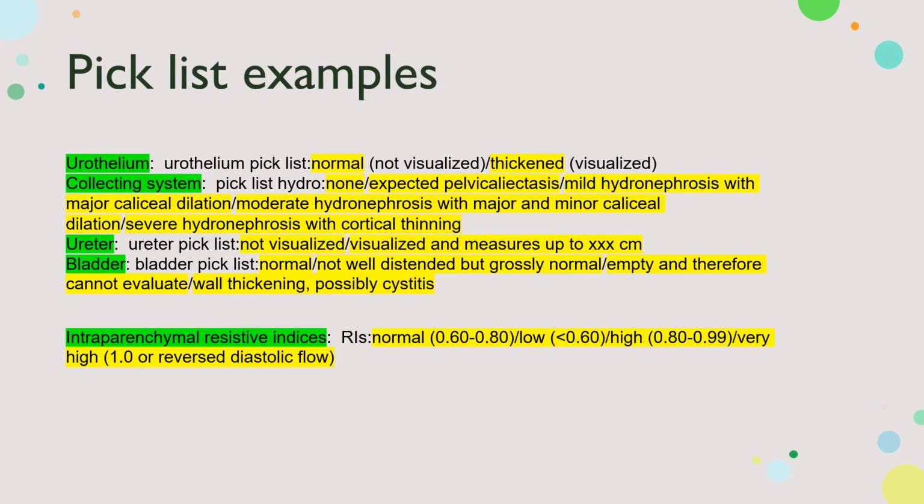So here are a few examples. For urothelium, if you visualize it, it is then called thickened. And if you don't visualize it, it's called normal. Collecting system, expected pelvic caliectasis. If there's mild hydro with major calyceal dilation, moderate hydro with major and minor calyceal, and then severe with cortical thinning. Again, these are just pick lists.